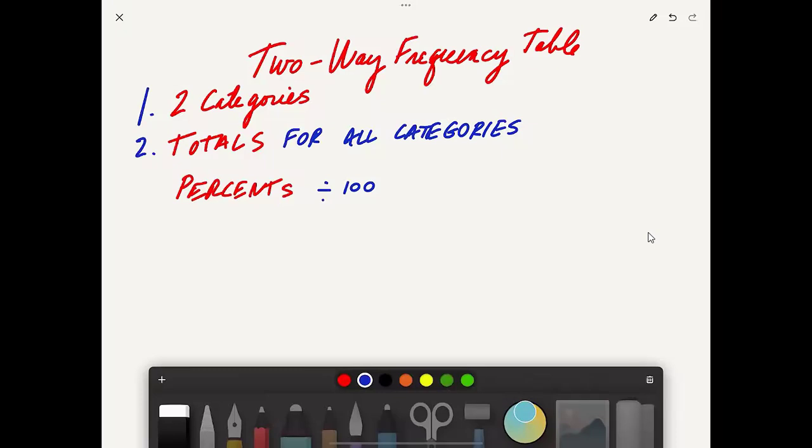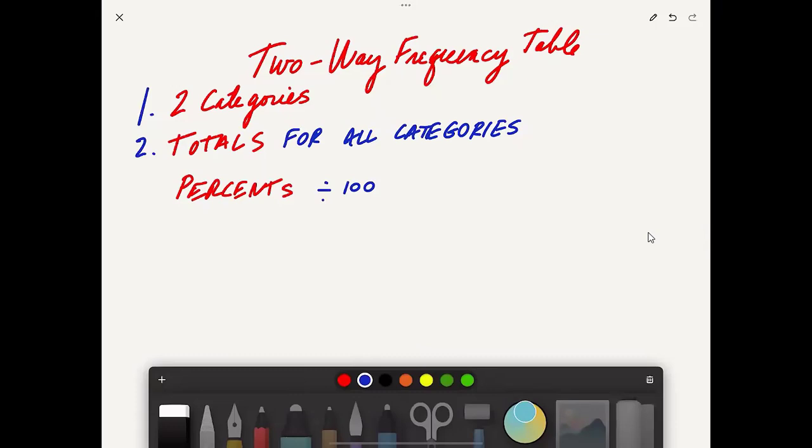A two-way frequency table basically has two categories. One category is going to be on top, represented by columns, and the other category is going to be represented by rows. Every category should have totals. All of the categories should have totals. That's a very key idea. And then we're going to use some of the numbers out of those categories to find percent.